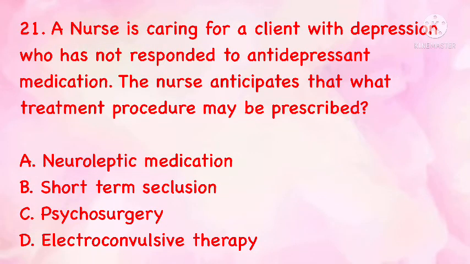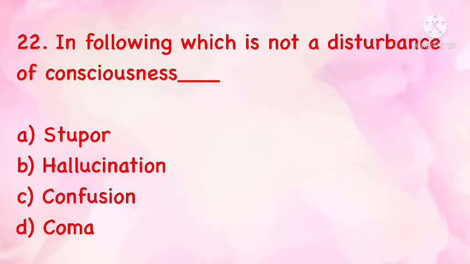A nurse is caring for a client with depression who has not responded to antidepressant medication. The nurse anticipates that what treatment procedure may be prescribed: neuroleptic medication, short-term seclusion, psychosurgery, electroconvulsive therapy. The correct answer is D. Electroconvulsive therapy. Which of the following is not a disturbance of consciousness: stupor, hallucination, confusion, coma? Correct answer is B. Hallucination.